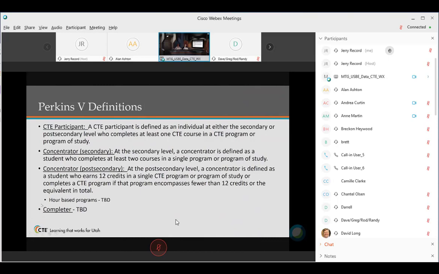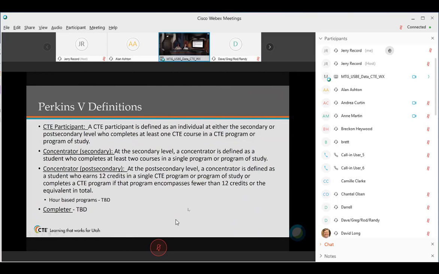Completer wasn't defined, and maybe when we go to DC in the next couple of weeks, we'll get some answers around that. Any ideas or questions about the definitions, especially of a concentrator? Nothing. Why don't you talk about the different baseline scenarios that we've been running?